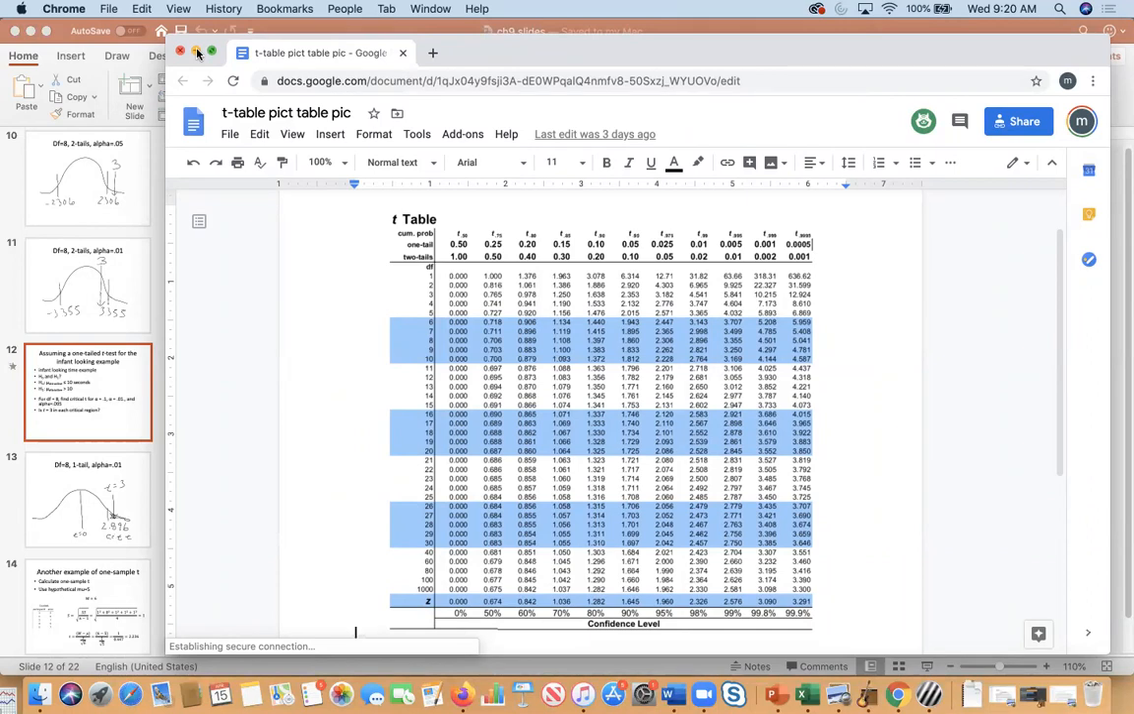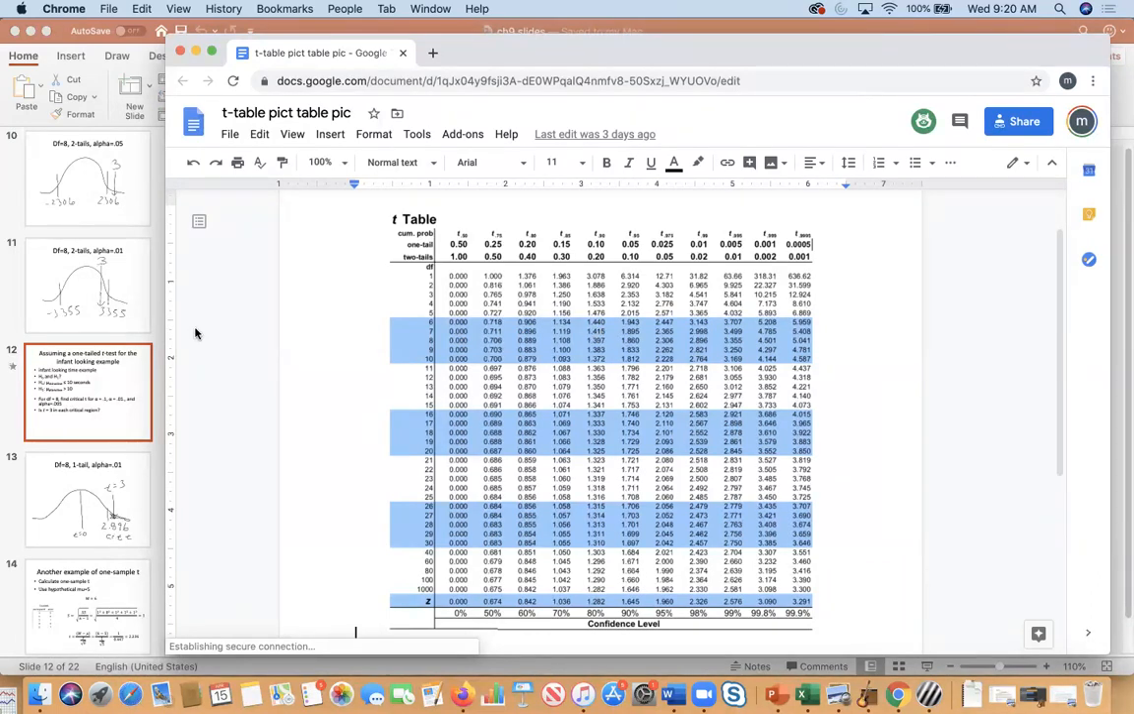Is it 1.397? That is it, right here. The degrees of freedom is 8, right there. Up here, we go to the one-tail row now, and this is the alpha level 0.1. We go to where the 8 intersects with the alpha 0.1 in the one-tail test, and that's right there, 1.397.